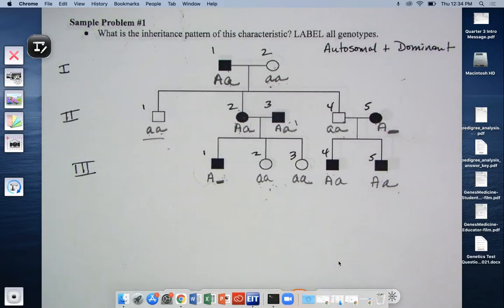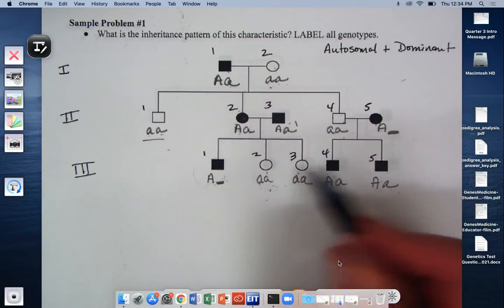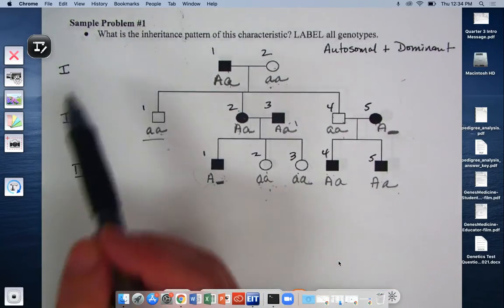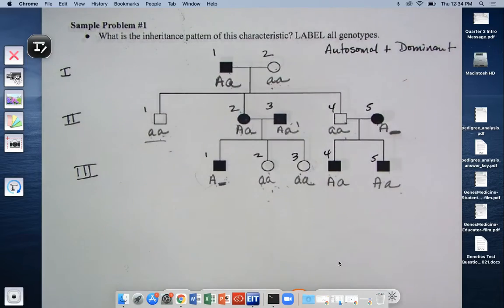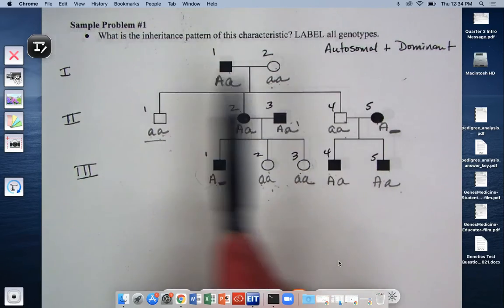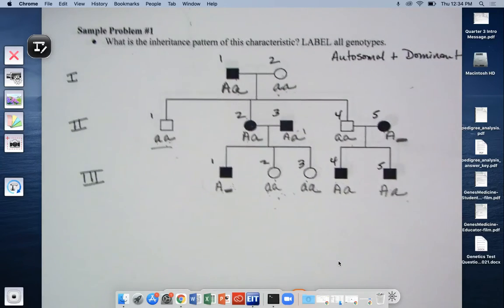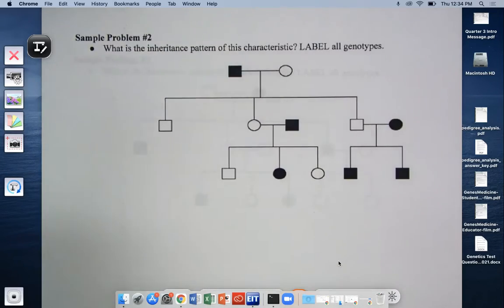So how many? Count. How many are homozygous recessive? Count. 1, 2, 3, 4, 5. So I could be asking you the genotype of an individual. I could ask you how many there are. Those types of questions will be what I ask you on the practice. So the first step will be to identify what kind it is, to then write out all the genotypes, then answer questions. So let's try sample problem number 2.